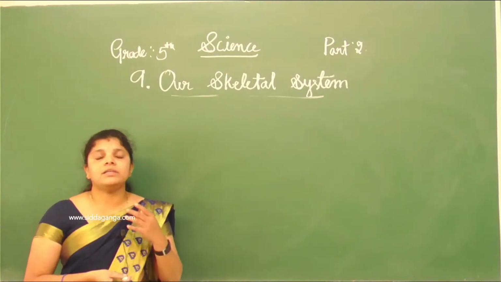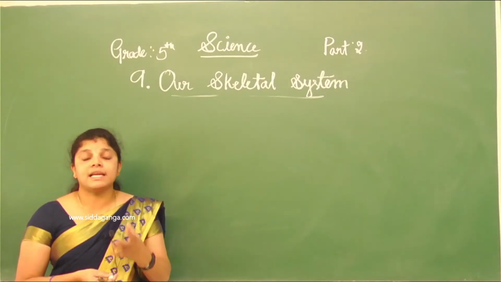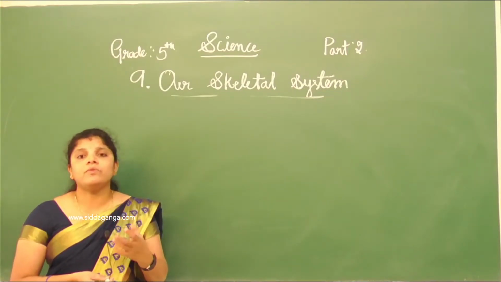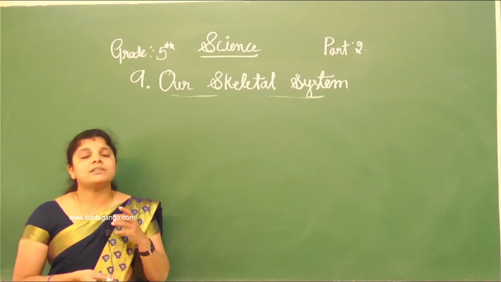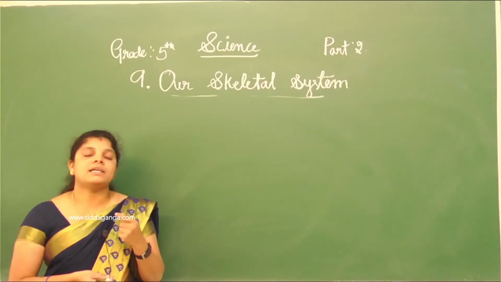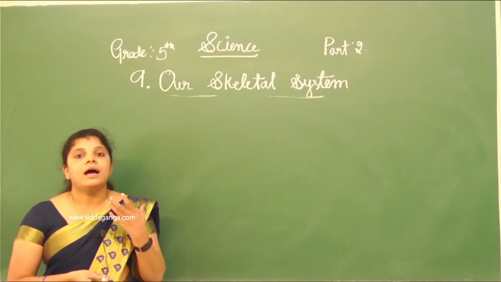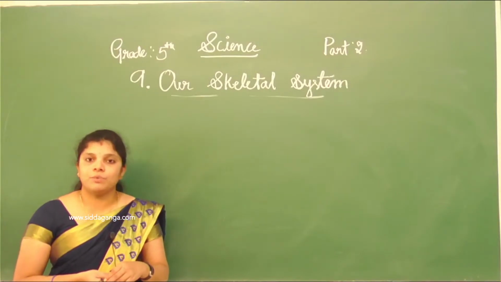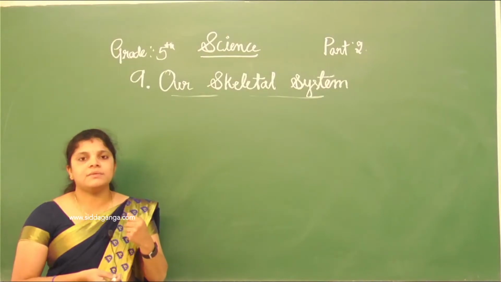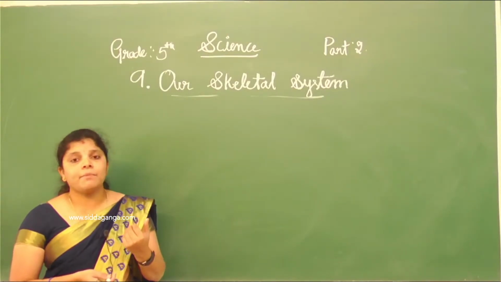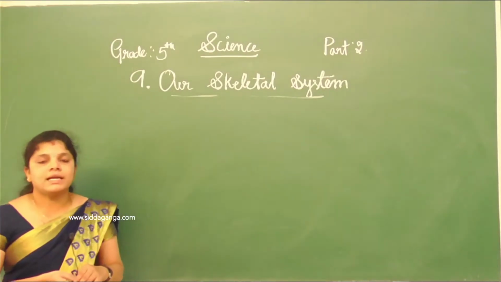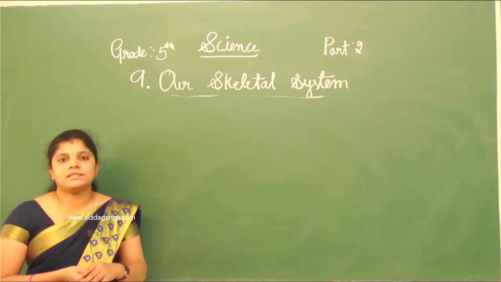In this lesson we are studying the skeletal system. The skeleton is the framework of our body. Our skeletal system consists of 206 bones in an adult. It consists of the skull, backbone, and limbs, and many different types of skeletal organs, meaning bones.